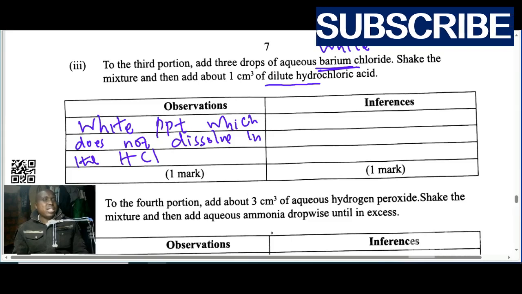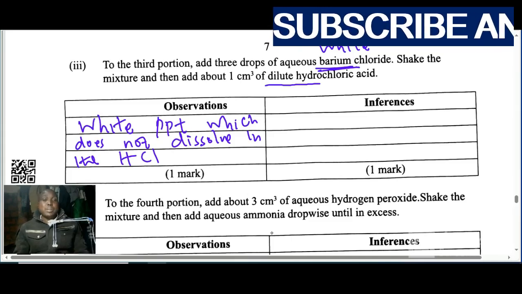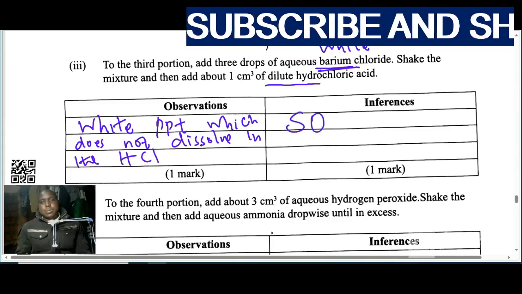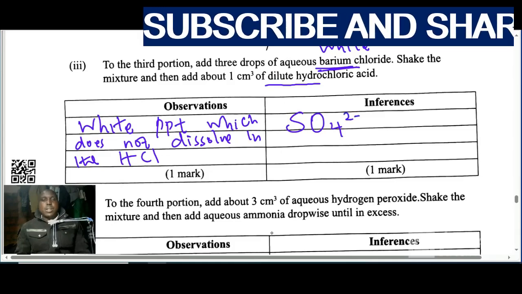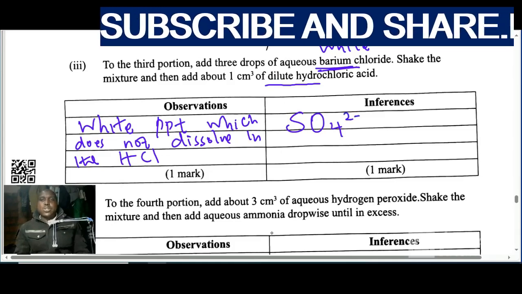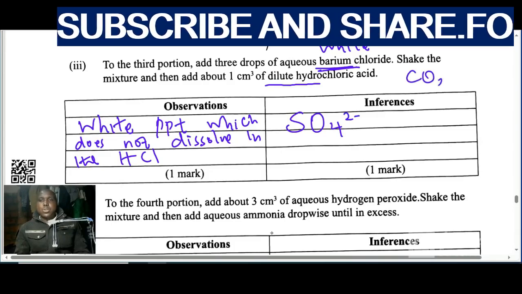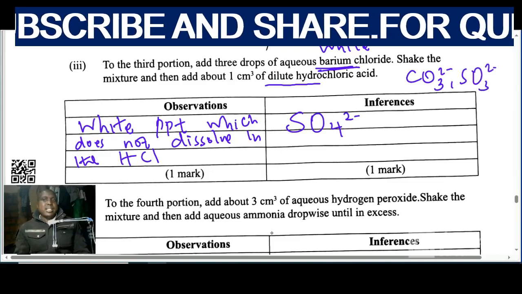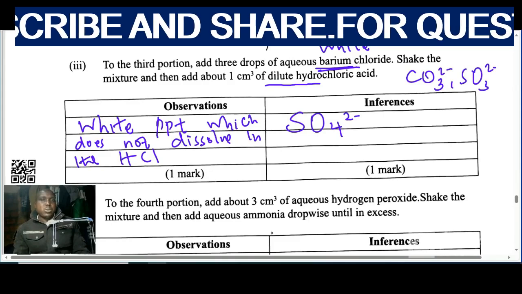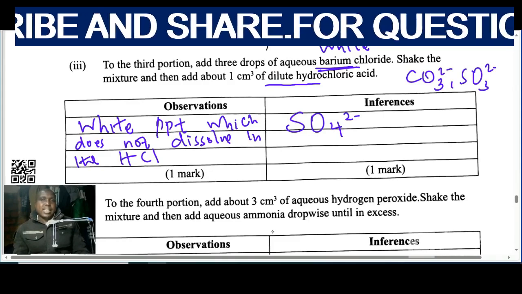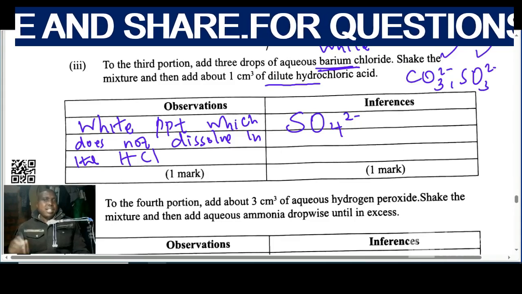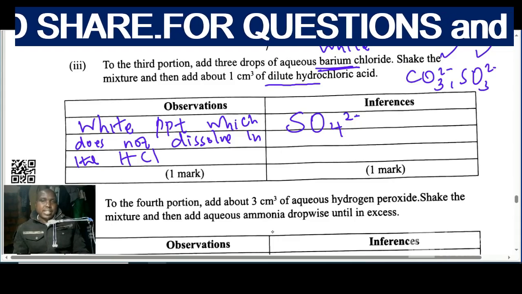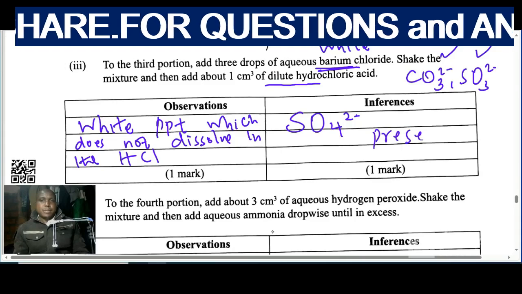So if the white precipitate is formed and does not dissolve in the HCl, then what is present is the sulfate ions. If it dissolves to form a colorless solution, then it means CO3 and the sulfite is present. So if the white PPT dissolves when you add acid and becomes colorless, this and this is present. If it does not dissolve to form a colorless solution, then this one is present.